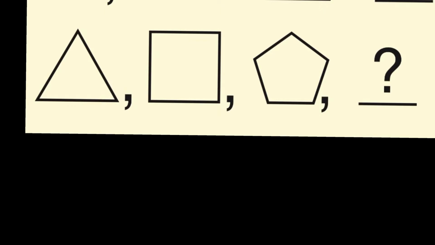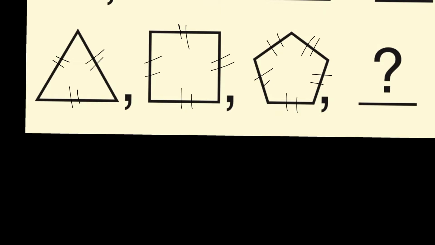No. Actually, we got to look at the number of sides. This has 1, 2, 3 sides. This has 1, 2, 3, 4 sides. This has 1, 2, 3, 4, 5 sides. Now, are you getting it? Yeah, we would draw a hexagon.